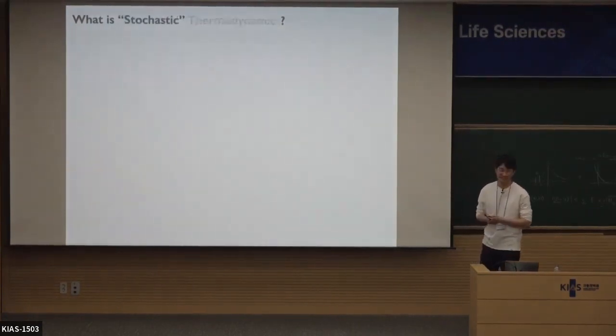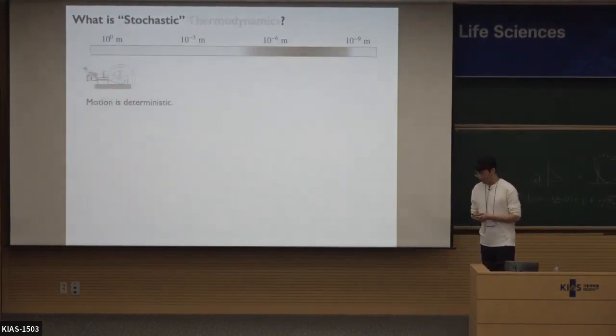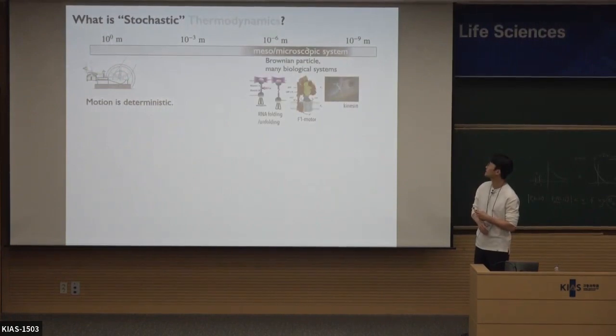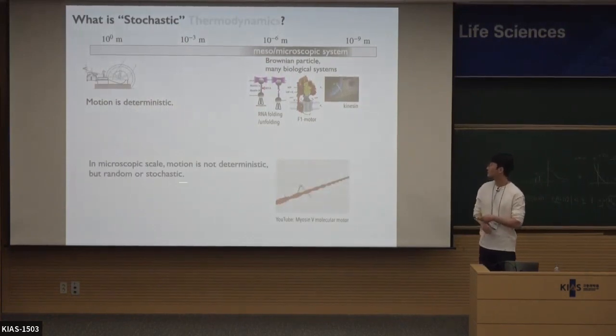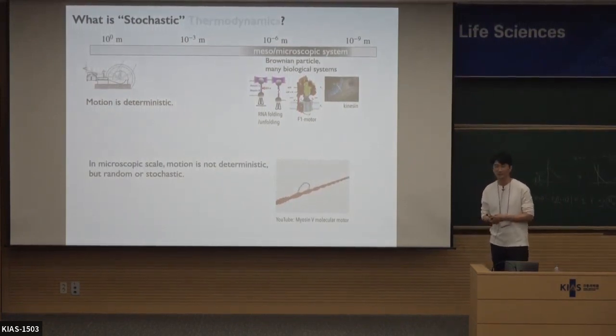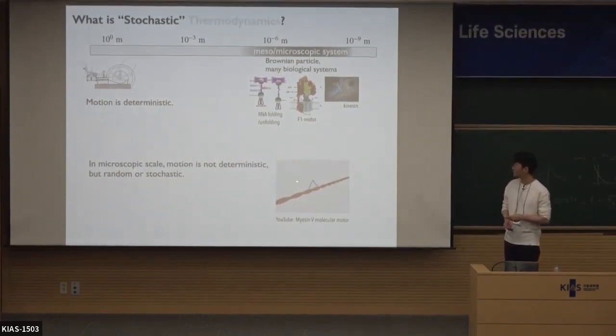Then the next question is, what is stochastic? In the previous example of a heat engine, it usually has a macroscopic scale. In such a macroscopic scale, motion is deterministic. However, if we are interested in very small systems, mesoscopic or microscopic systems, for example Brownian particles or many biological systems such as motor proteins or RNA folding and unfolding processes, the important thing is that in this scale, motion is not deterministic. As we can see from this movie, a movie about a molecular motor, the myosin molecular motor, the motion is not deterministic, but it shows a very random and stochastic motion.